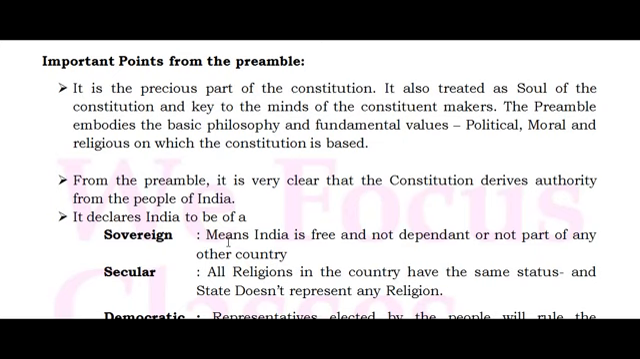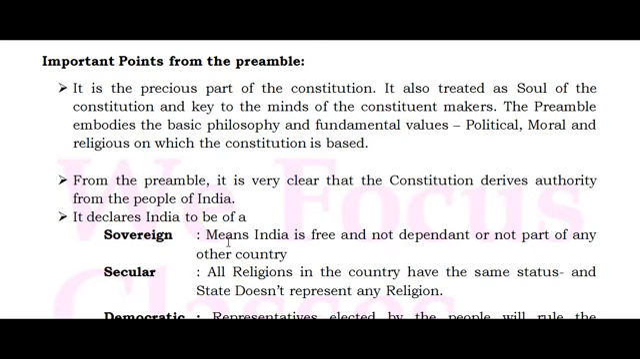And the preamble embodies the basic philosophy and the fundamental values which are required for the nation. What are the fundamental values? Political, moral, religious, on which the constitution is based. So while going through the parts of the constitution, we come to know what basic philosophy and fundamental values we have adopted. So it's the soul of the constitution, it's key to the minds of the constitution makers, and it embodies the basic philosophy and the fundamental values on which the constitution is based.